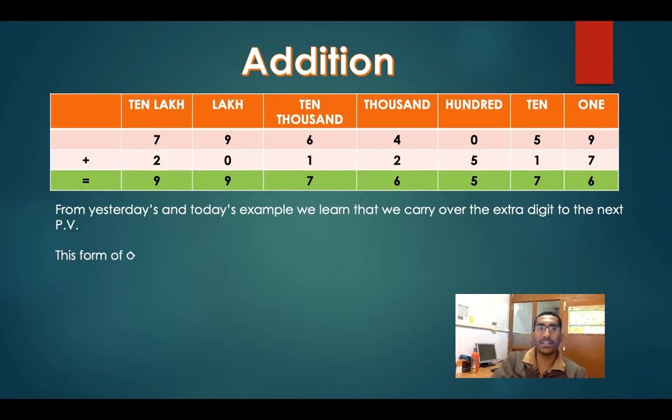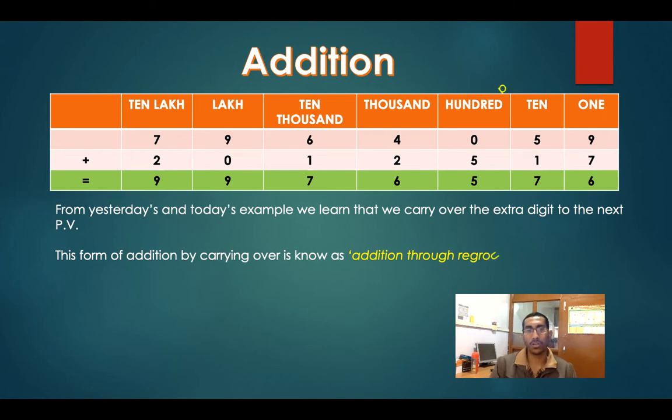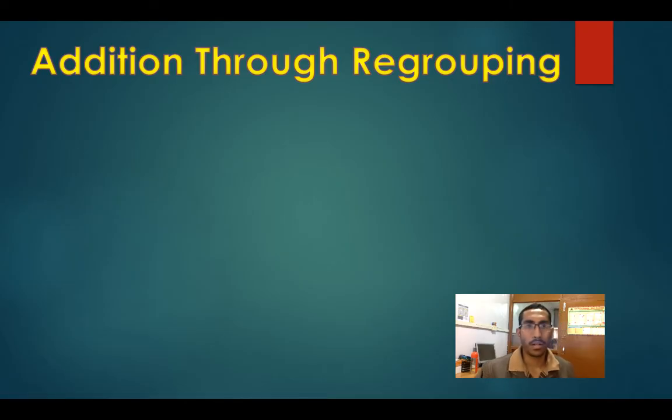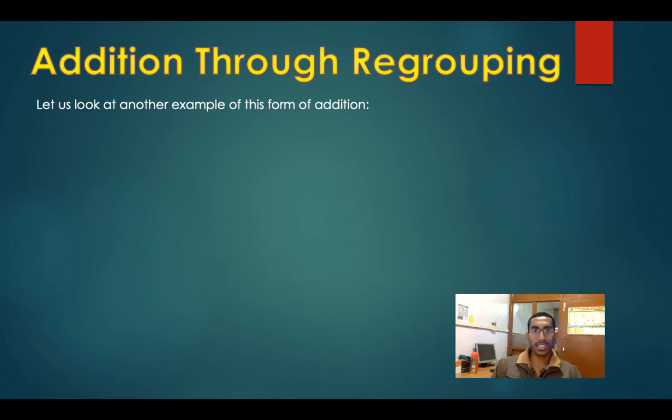From yesterday's and today's example, we learned that we carry over the extra digit to the next place value. This form of addition by carrying over is known as addition through regrouping. So we will be learning more about addition through regrouping now. Let us look at another example of this form of addition.